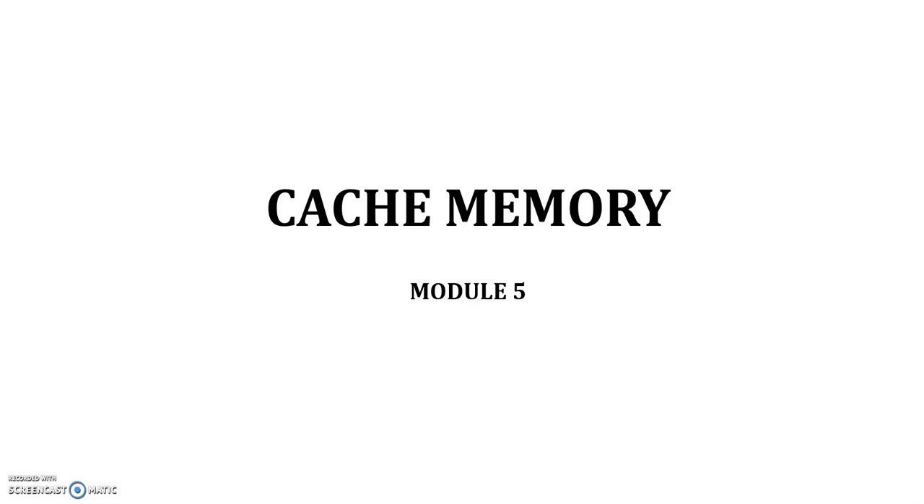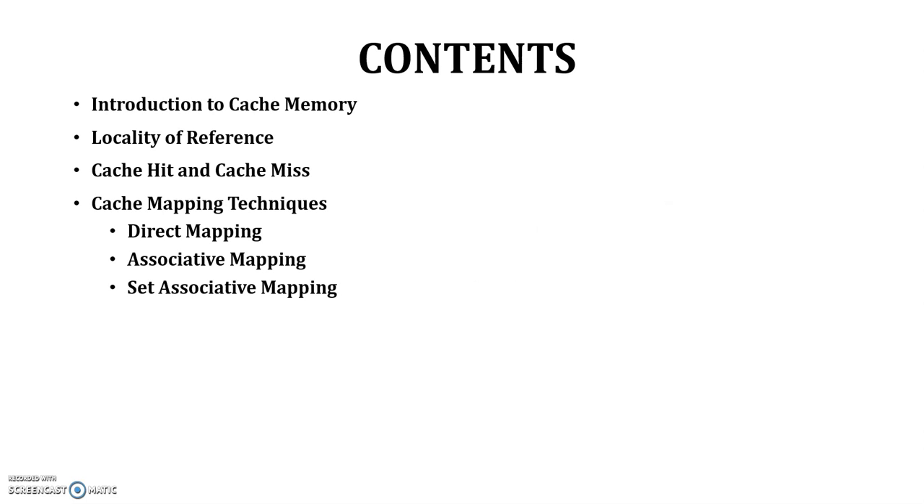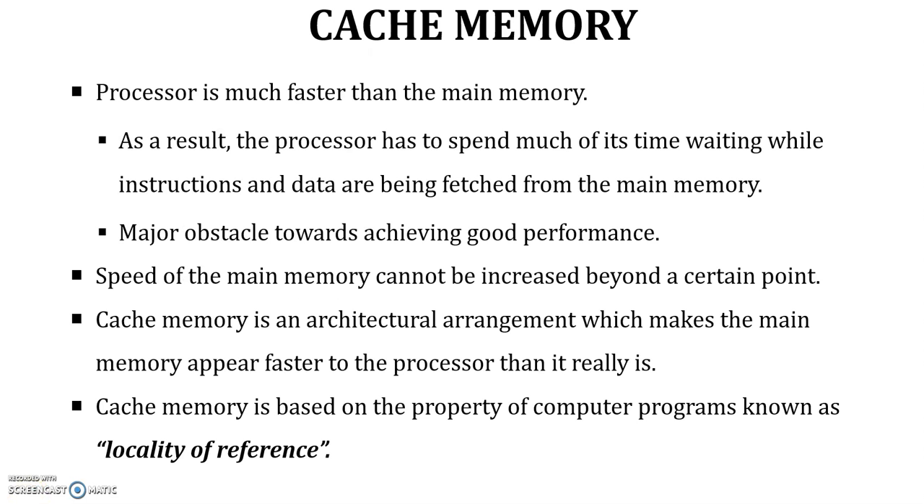So next topic is cache memory. Then introduction to cache memory, locality of reference, cache hit and cache miss. Cache mapping techniques. There are three techniques for cache mapping, that is direct mapping, associative mapping and set associative mapping.